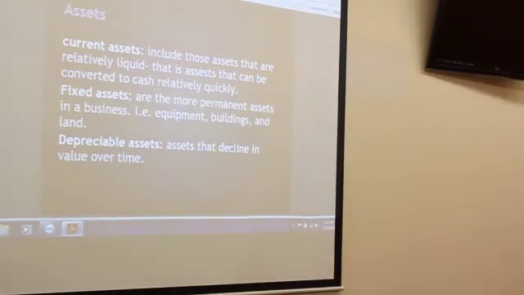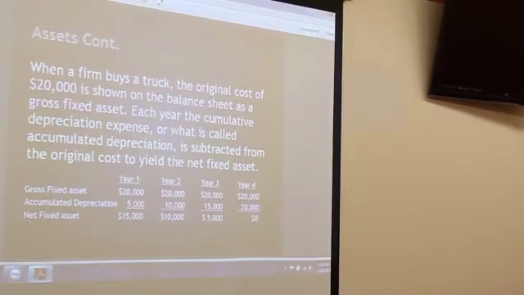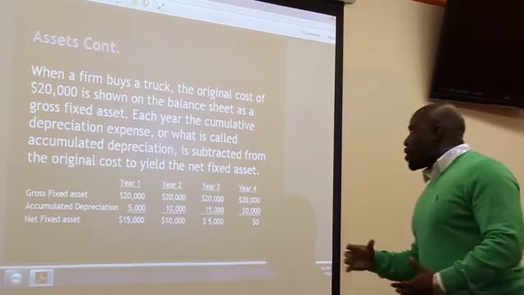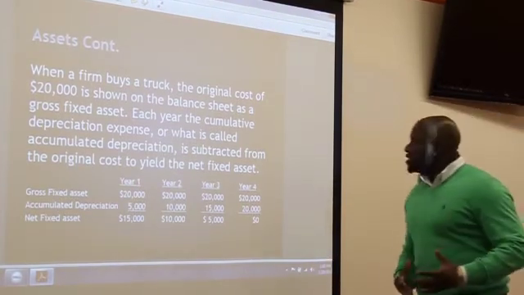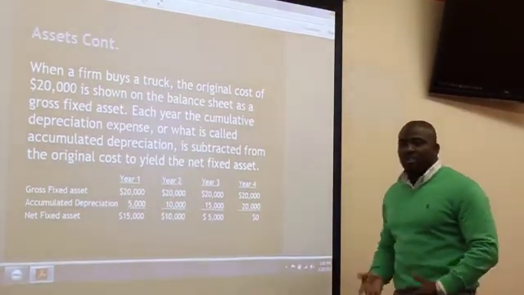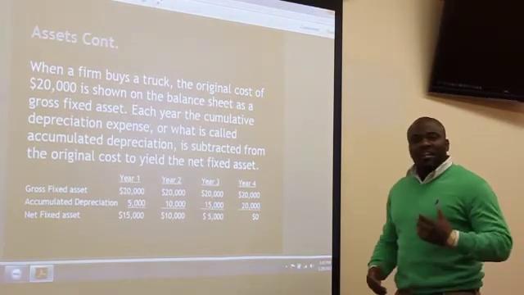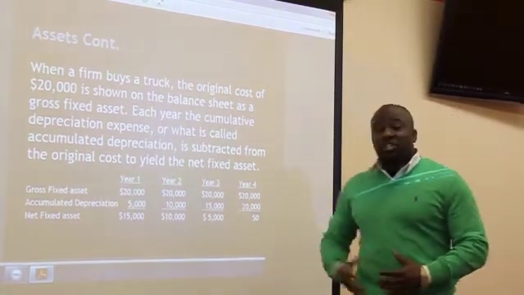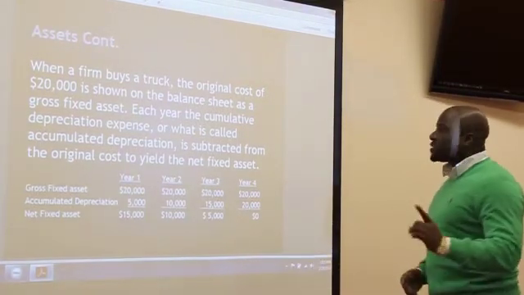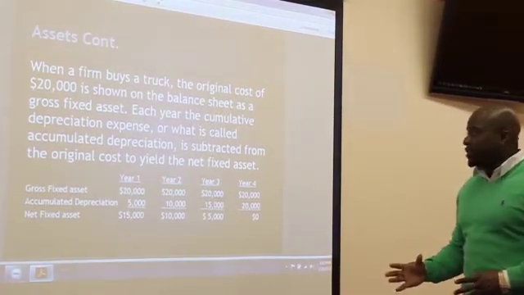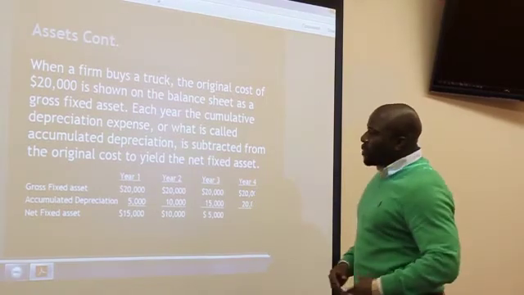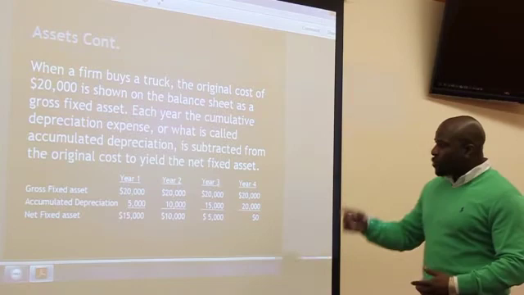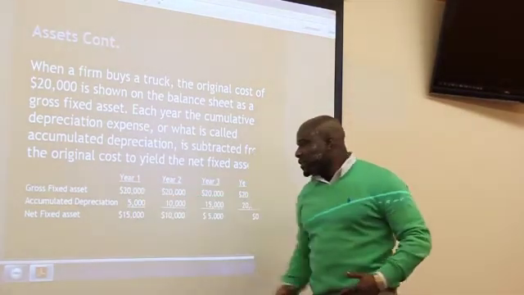Now moving on to 17. All right. Once again, we're talking about assets. When a firm buys a truck, the original cost of $20,000 is shown on the balance sheet as a gross fixed asset. Each year, the cumulative depreciation expense, or what is called accumulated depreciation, is subtracted from the original cost to give the net fixed asset. So year one, we have $20,000.